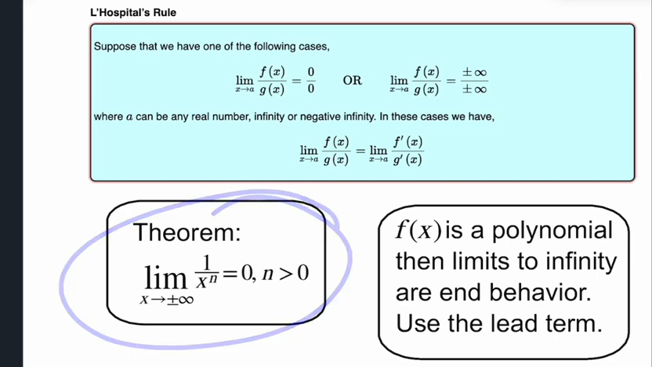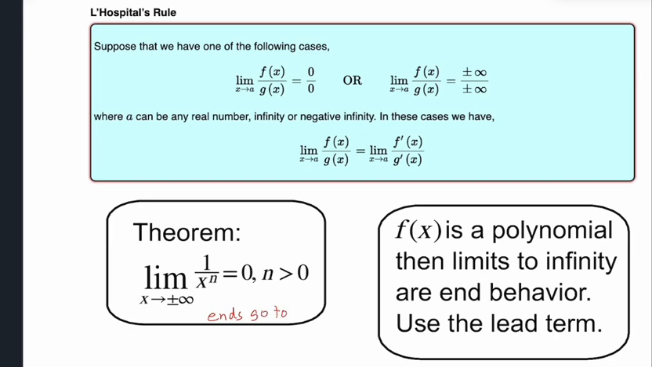Here's something that's really important. If we have 1 over x to the n and n is greater than 0, then the end behavior is always 0. So if n is any positive number, 1 over x to the 1/2, 1 over x to the 3rd, 1 over x to the 5th, the end behavior will always head to 0. That's just an important thing. And then if f of x is a polynomial, the limits to infinity are just the end behavior.